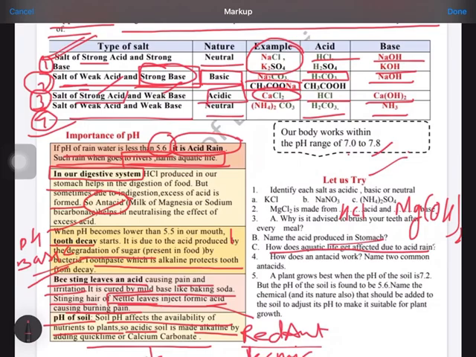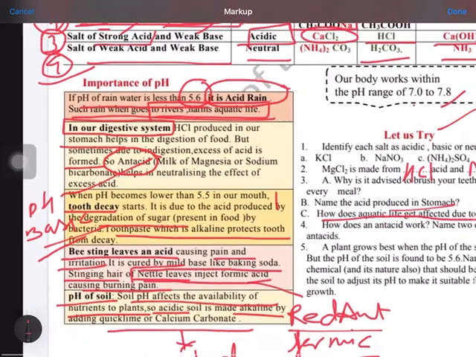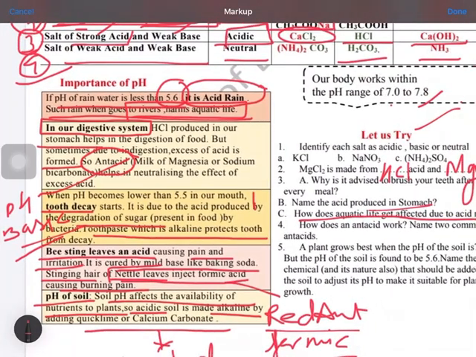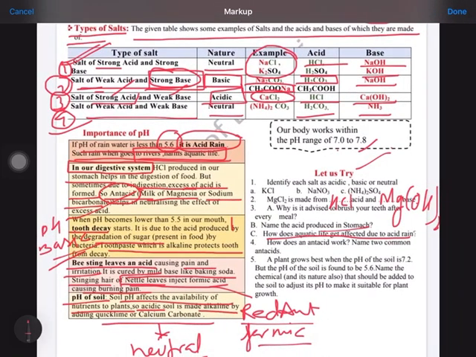Now, how does an antacid work? Name the two common antacids. So the antacids are the tablets which are taken when there is indigestion or excess of acid release formed. To neutralize the effect of this acid, we take antacids. Milk of magnesia or sodium bicarbonate. So these are the two common antacids you can write in this.